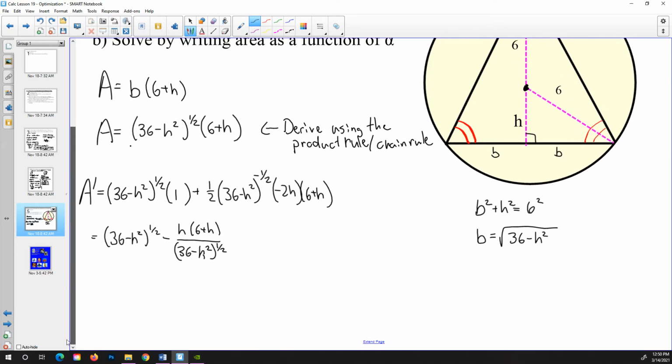All right. So now if I want to get this into a single fraction, I have to multiply by a funky 1.